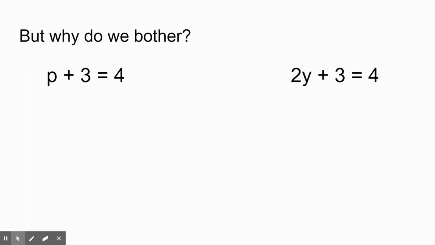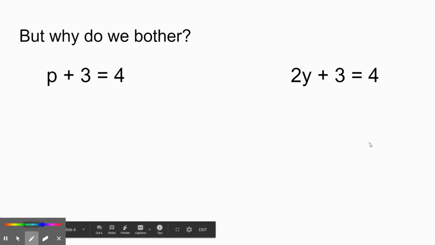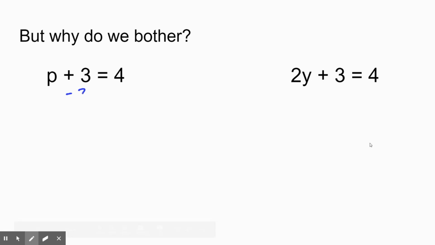So why do we even bother doing it through this method? This first example is just the same thing. Previously, we subtracted 3 from both sides, and we got p was equal to 1. And again, we could do that just by looking at it. We could say, well, what plus 3 equals 4 has to be a 1. 1 plus 3 equals 4, so p must equal 1. Where you run into problems is when you get to something harder like this. And we won't necessarily do anything like that unless it's a challenge problem.